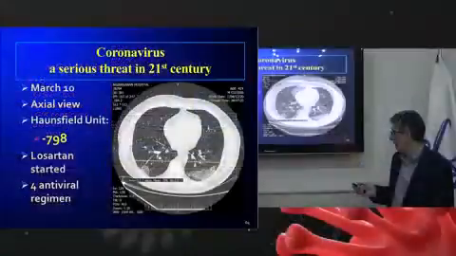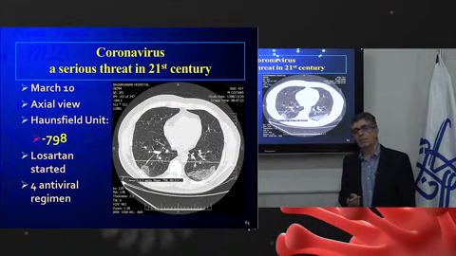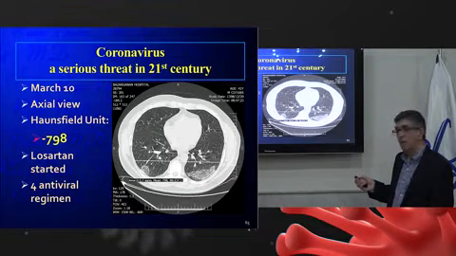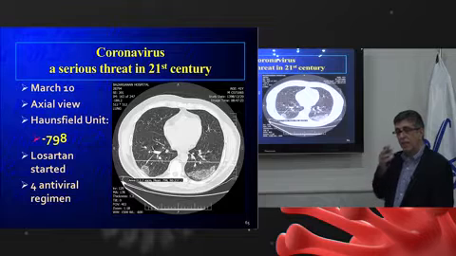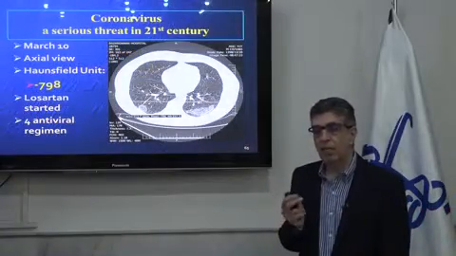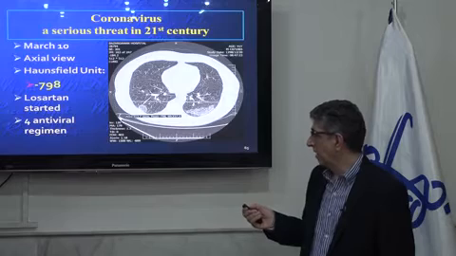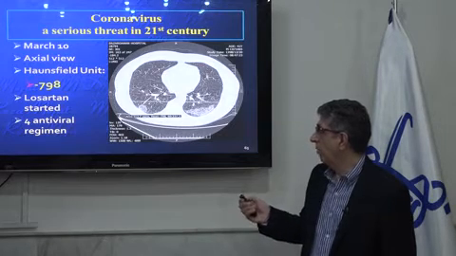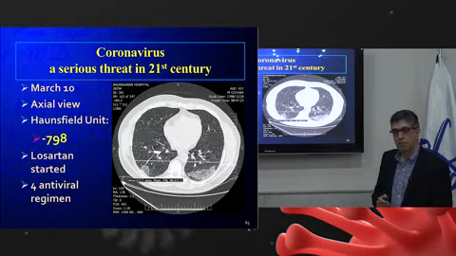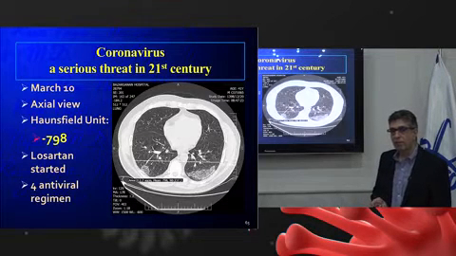What happened? 3 days after cessation of losartan, this is the lung of our patient. Another consolidation developed here in the right lung, and we didn't have any development of consolidation within the 2 days of starting losartan. After 3 days of cessation of losartan, we have another consolidation here, and the opacity of the right lung increased. What is the Hounsfield unit here? The mean Hounsfield unit is minus 798. It shows that the aerated area has decreased, and lung tissue, edema and infiltration of cells have increased.